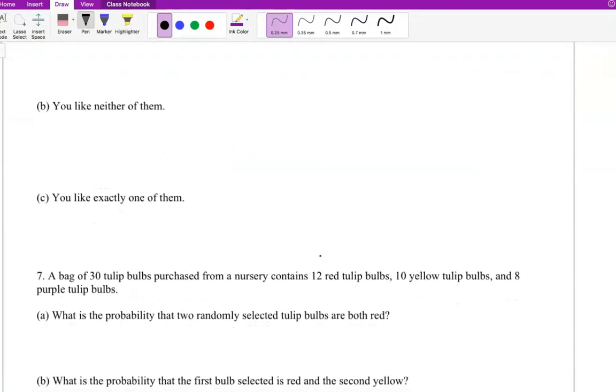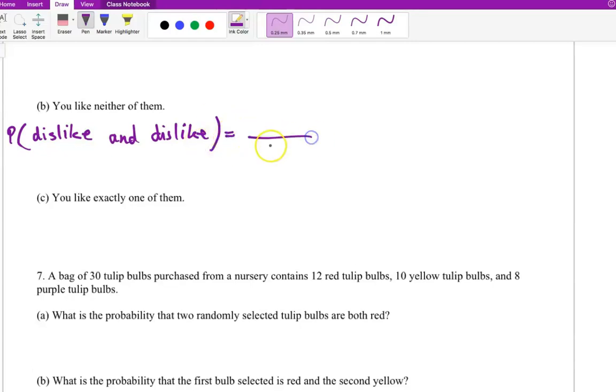Part B, you like neither of them. So is this like and dislike? You can use a comma or write and. In total we have 13, and how many we have for the dislike part is 8. Multiply by, again, as without replacement, subtract 1 from both numerator and denominator.